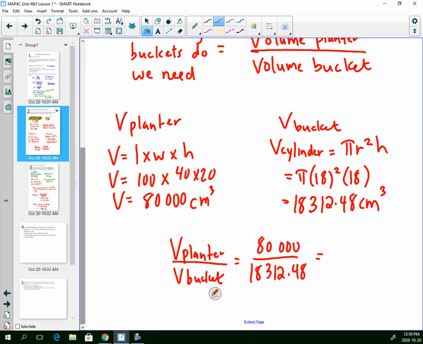And of course, we'll round to the nearest whole bucket, although we probably could fill up part of a bucket. Let's see what we get. So we get 4.37 buckets. We need 4 and a bit, or approximately 4.5. Okay, but with the bucket, we could obviously fill up part of a bucket. So we could leave it as 4.37 if we need to.